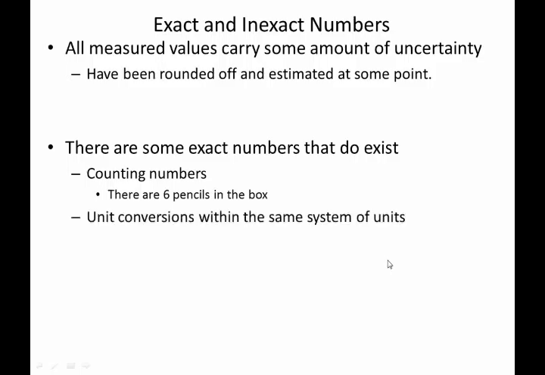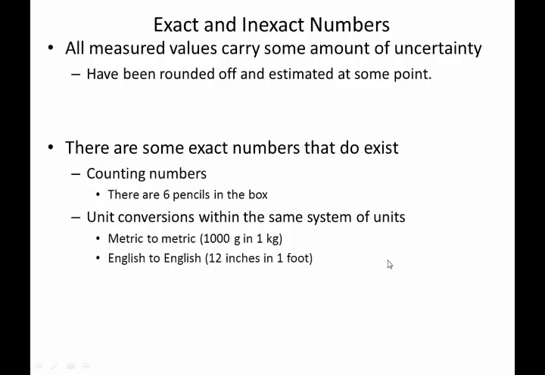Unit conversions within the same system of units. There's exactly 1,000 grams in a kilogram, because that's how they're defined. There's exactly 12 inches in a foot, because that is what a foot is defined as, exactly 12 inches. Now, actually measuring out the distance, that won't be exact, but the conversion is exact. There's a few things when specified, but really very few.